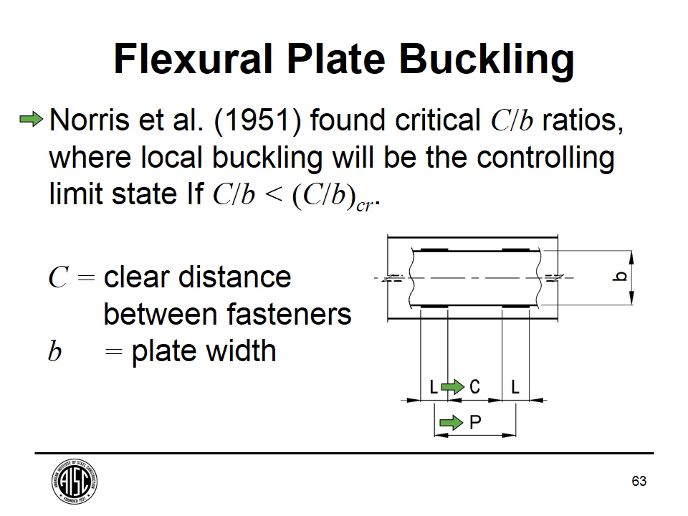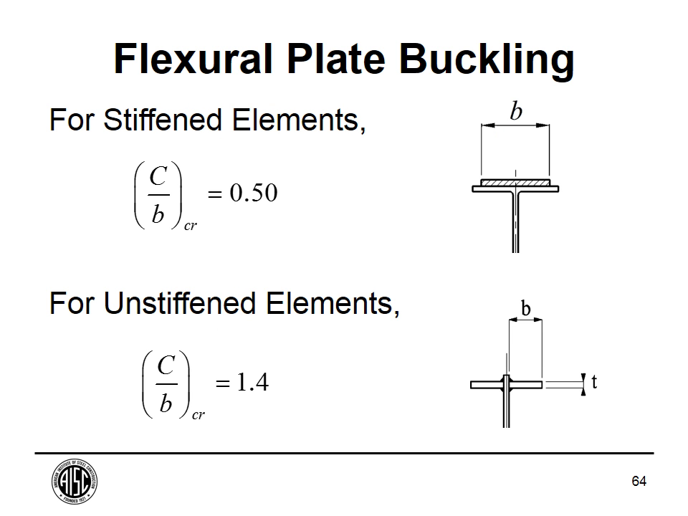So they found, and here's B, is traditional B for local buckling calculations, just the plate width perpendicular to the load. So what they found on these critical C over B ratios, it's all meant to give you a ratio that when you're below that, local buckling controls the design over this flexural buckling. And here are two of the values they got.